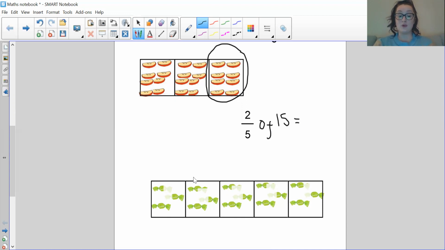Okay, now I'm going to be looking at 2 sections because when we've looked at 1 in the past, it's literally just been 1 section. But now I'm going to be looking at 2. So let's count how many sweets are in 2 of the 5ths. So I've got 1, 2, 3, 4, 5, 6. So 2/5 of 15 is 6. Super. Well done, year 3.